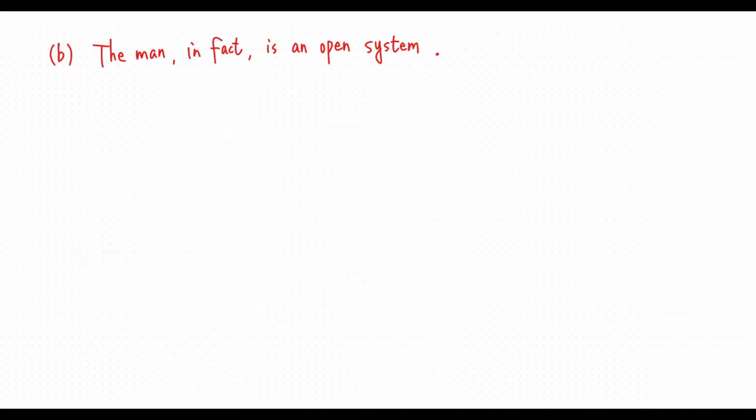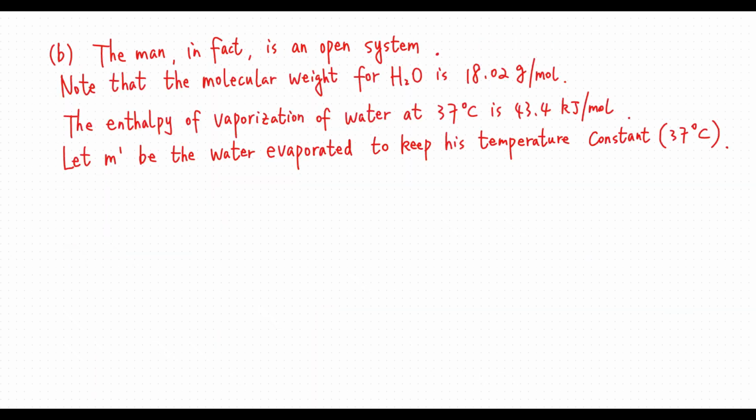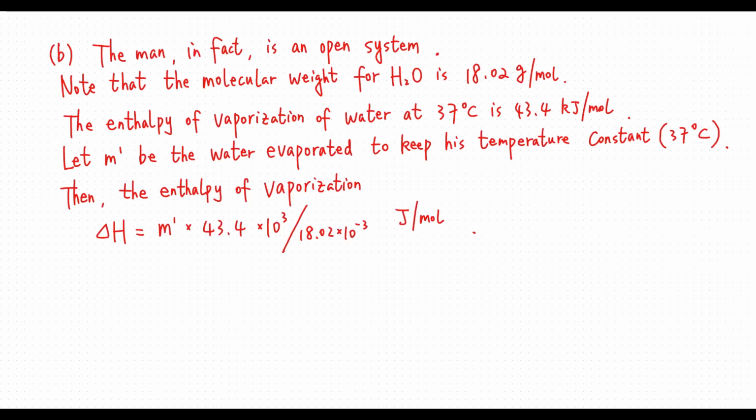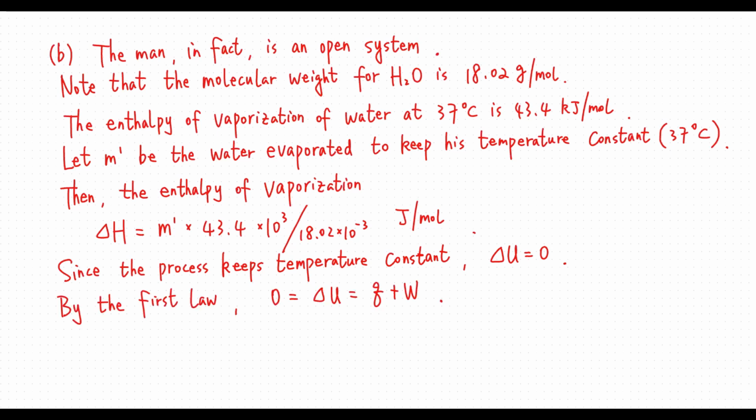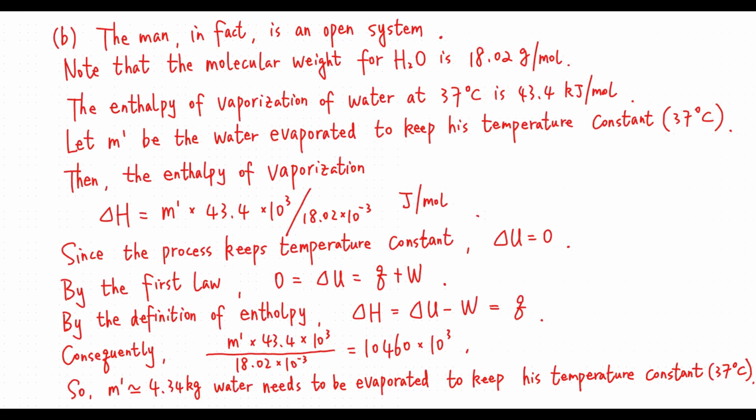Case B. Let M prime be the water evaporated to keep his temperature constant. Then the enthalpy change is given by this one. The internal energy change is 0. Then we have this one. Then we get this one. Then we get this result.